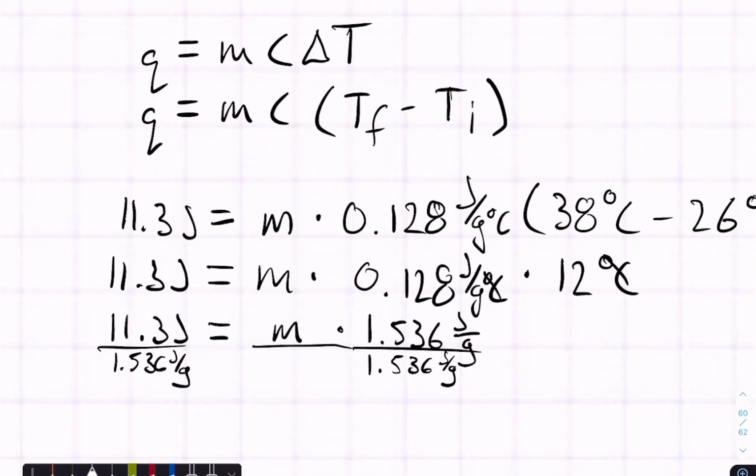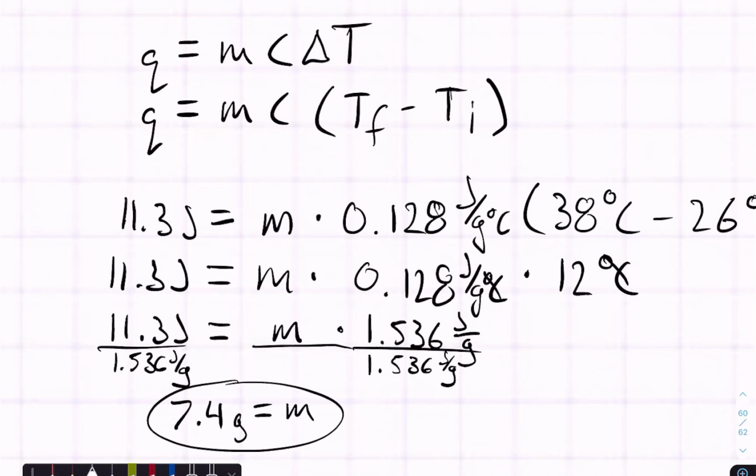So 11.3 divided by 1.536 is going to be 7.3. This will actually be 2 sig figs. And I'll run through that here in a second. 7.4 grams equals the mass.